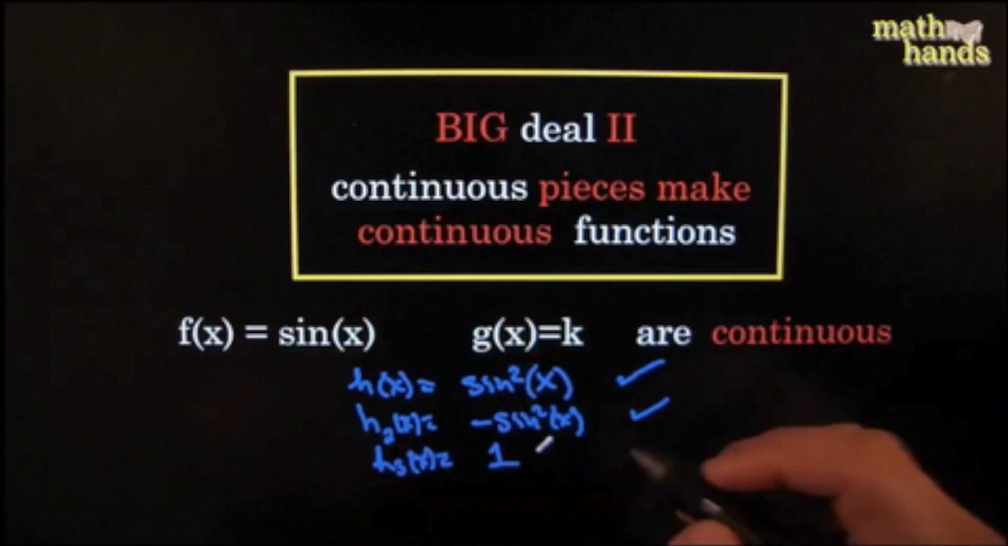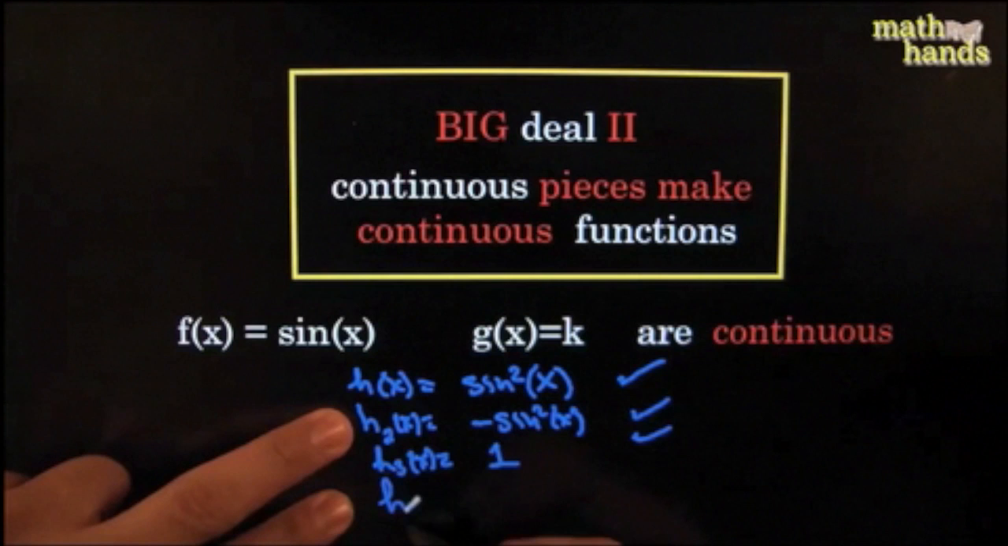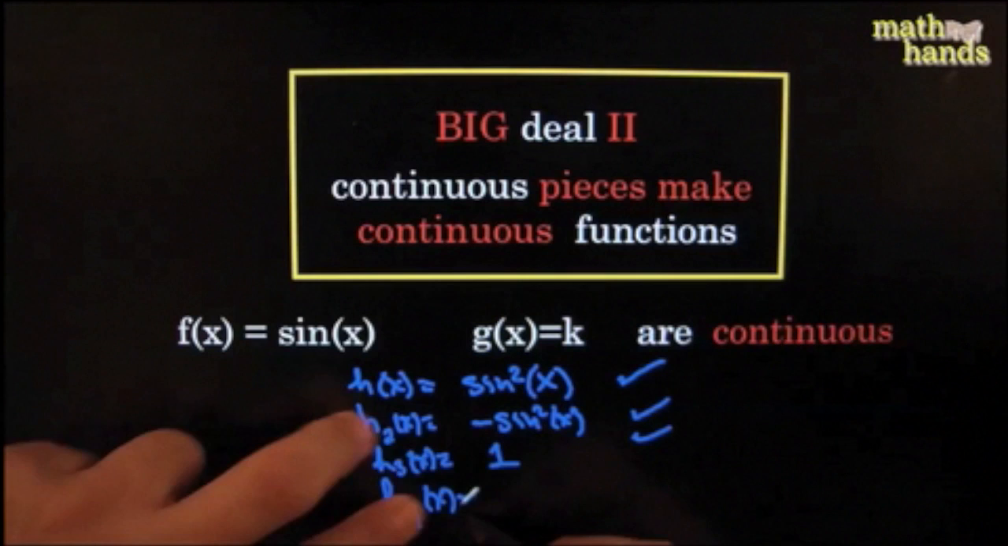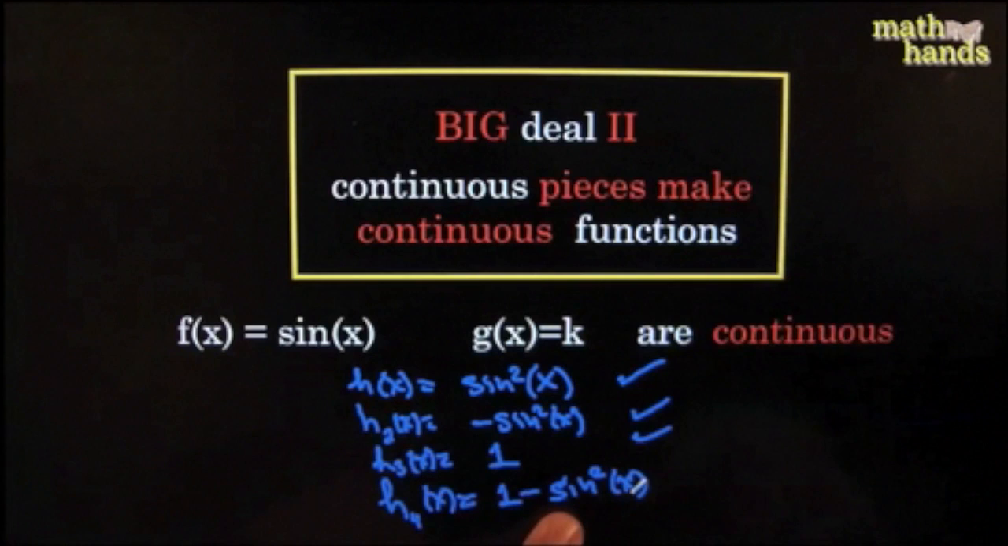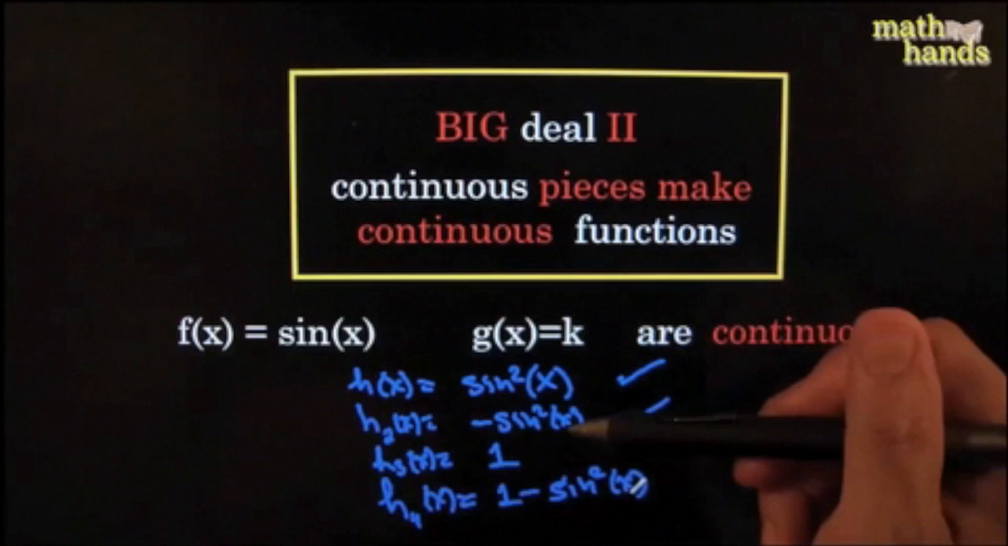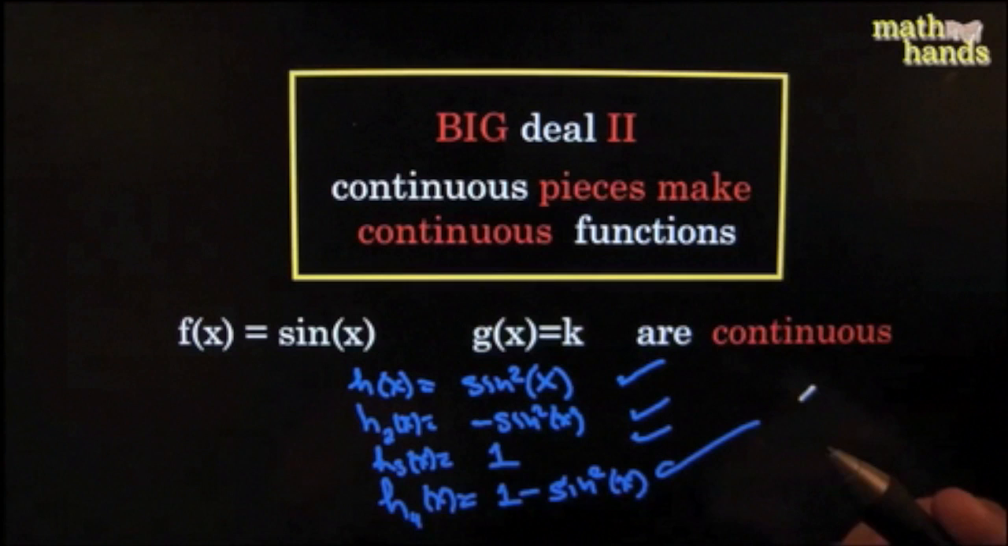And what if I added these two together? I'll call it h4 of x, and I'm going to add these two. So I get 1 minus sine squared of x. Is that continuous? Yes. Why? Well, this is the big deal. Continuous pieces make continuous functions. So this one's continuous everywhere. That one's continuous everywhere. So if I add them together, of course I get something continuous everywhere.